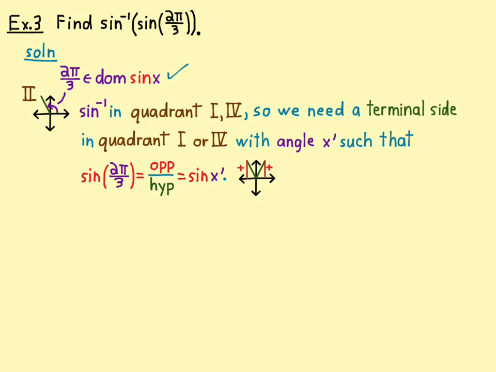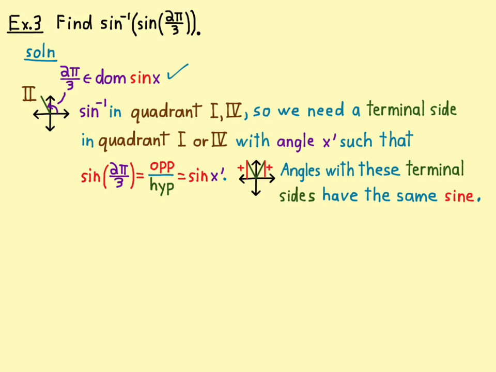Okay, so I just redrew this. So the sign has to be the same, so the sign is positive on the left here, so it has to be positive the same amount on the right, so it has to be in quadrant 1. And it's opposite like this. Okay, because this sign is the same as that sign. Remember, sign is the height in the CS plane. So angles with these terminal sides have the same sign.